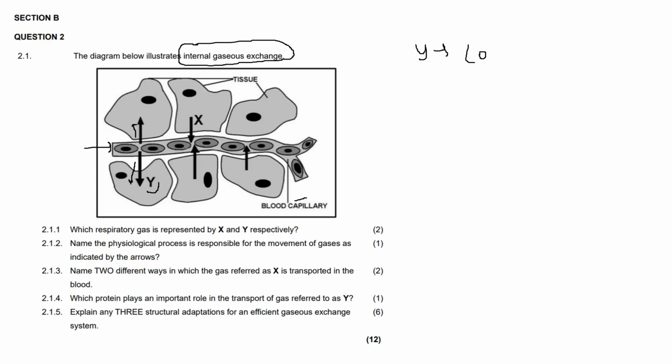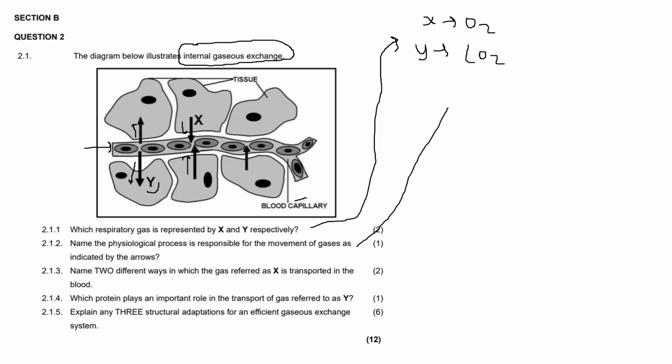So gas Y will be CO2 or carbon dioxide because the arrows are showing us that it's going away from the blood. Now X, they're showing us that X is going into the blood. See, they're going inside. Even here, it's going inside, meaning X will be oxygen because O2 will always go inside the blood. CO2 will be taken out. So 2.1.1, they were asking us what is gas X and Y. So X will be oxygen, Y will be CO2 based on the arrows, because CO2 will go away from the blood, but O2 will go inside the blood.